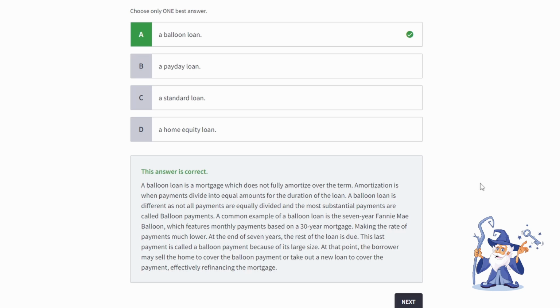But at the end of the 7 years, the rest of the loan is due. This last payment is called the balloon payment because of its size. At that point, the borrower may sell the home to cover the balloon payment or take out a new loan to cover the payment, effectively refinancing the mortgage.